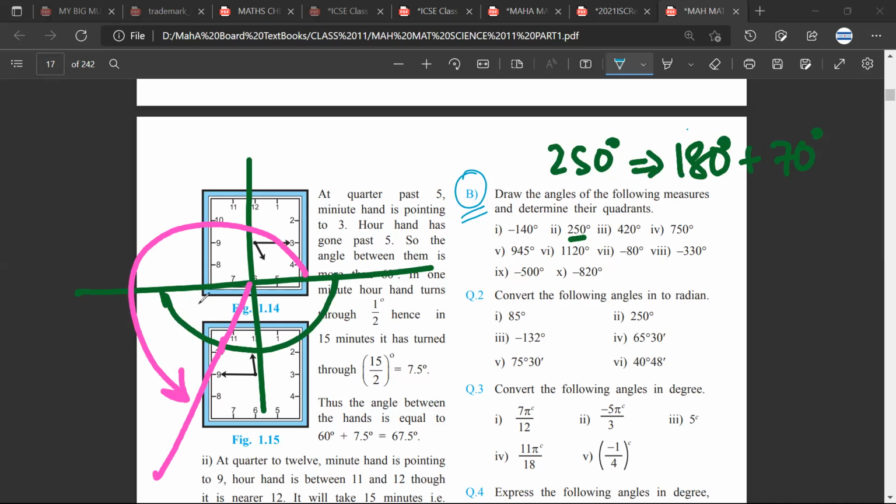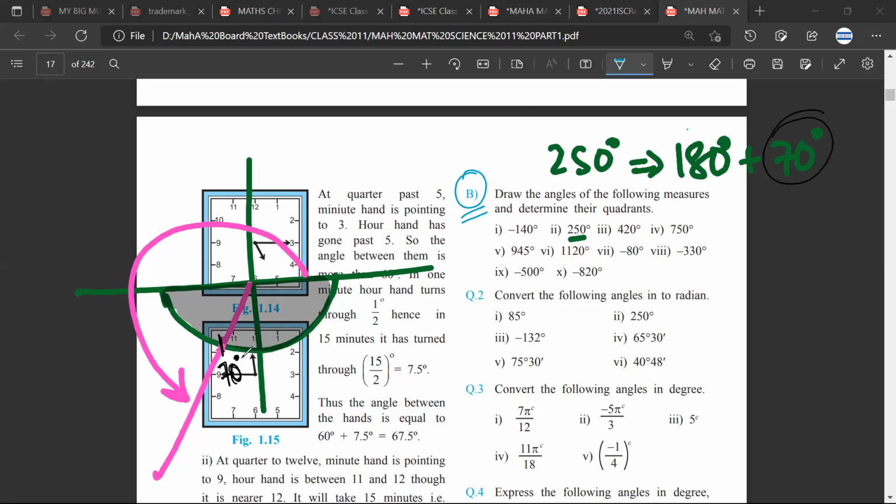So this is the protractor that you have used, and this is how you will be keeping the protractor. This angle is this angle. This is 70 degree. Makes sense?